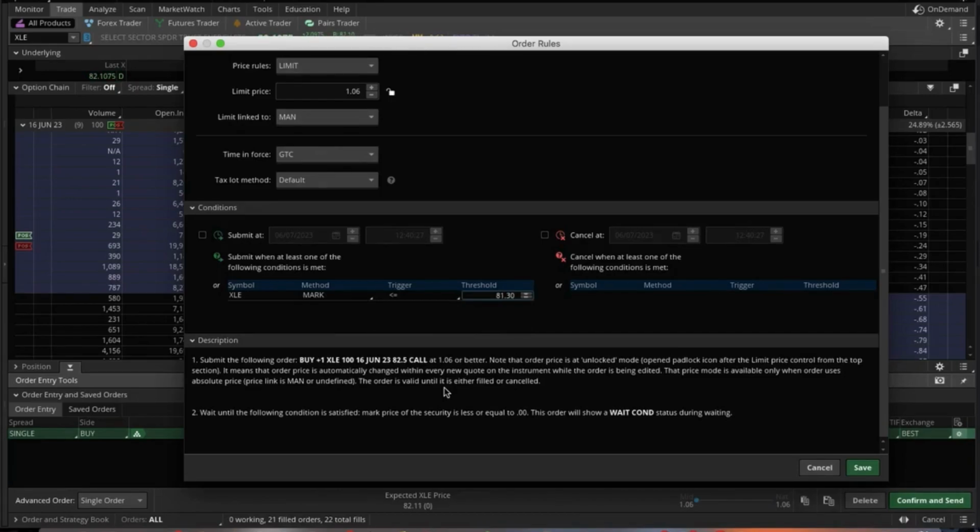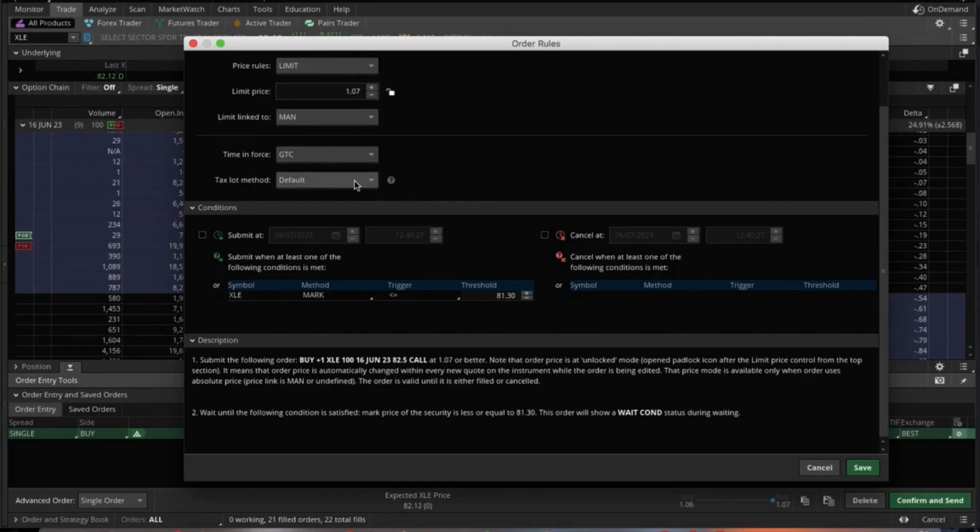We're expecting this to go higher, but we recognize that it typically falls back before it does go higher. With that in mind, we tab out of there so that you can actually read it. We're going to wait until the following condition, that the security is less than or equal to $81.30. This order will be waiting until that hits, and then it'll buy me that call.